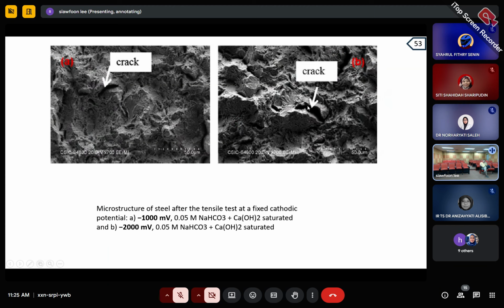SEM graph that I show you, you can see the crack is very different. So from here you can see that this should be the place where the hydrogen gas enters into the steel, because when the steel breaks under brittle condition and it breaks very fast, it doesn't resist anything. It's like glass, you just break, bang, just like that.